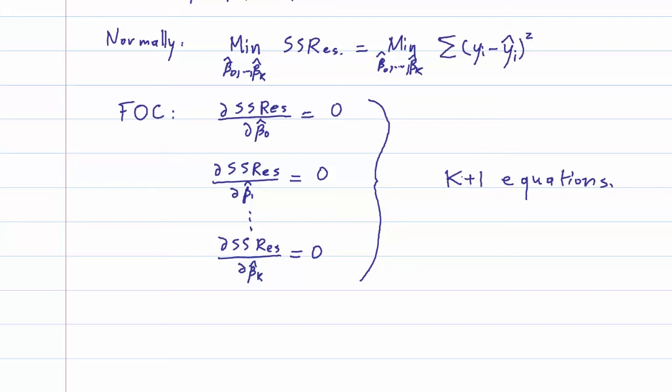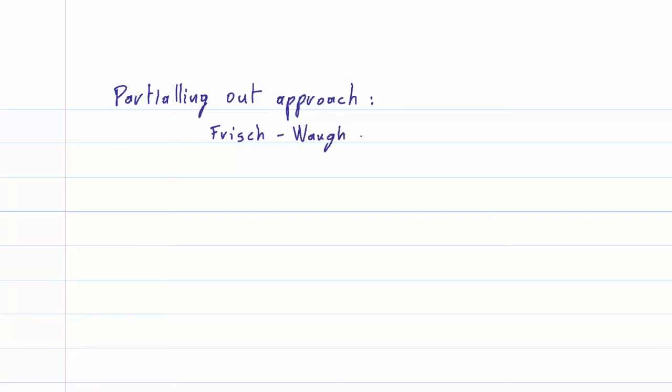So solving k plus 1 equations can be a bit tough, so we have an easier approach, and this easier approach is called the partialing out approach. We can use this technique thanks to three guys, Frisch, Vogt, and Lovell. And they made what we call the Frisch-Vogt-Lovell theorem. And what does this theorem say?